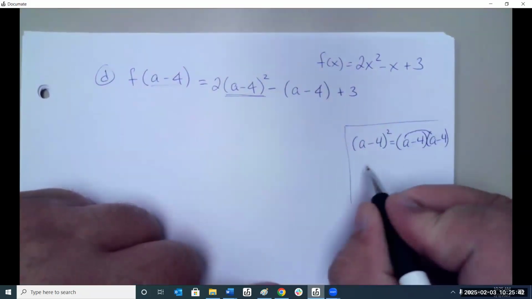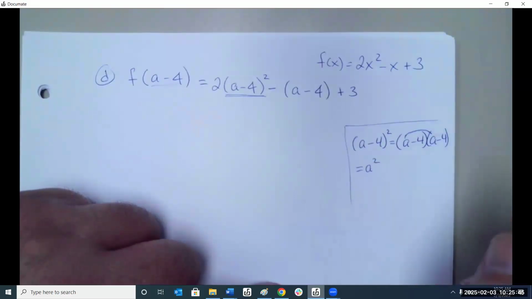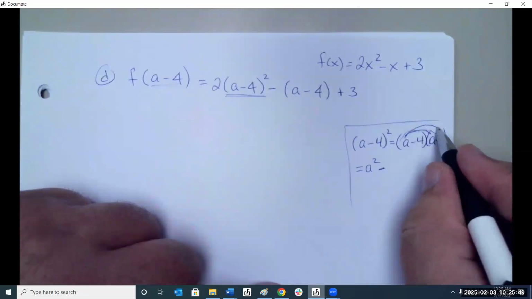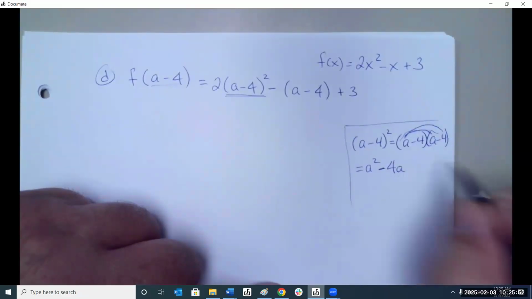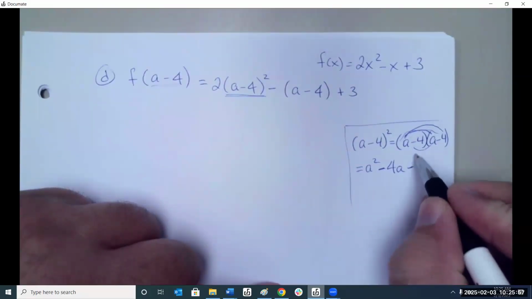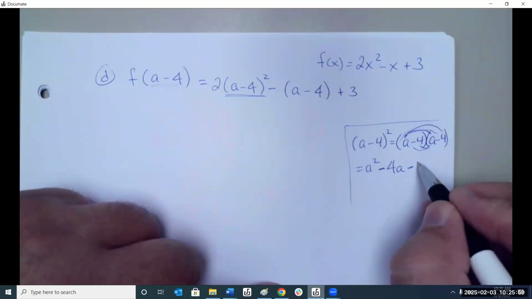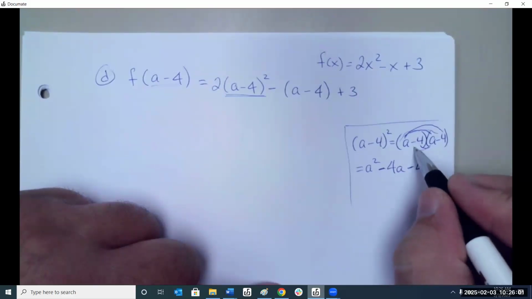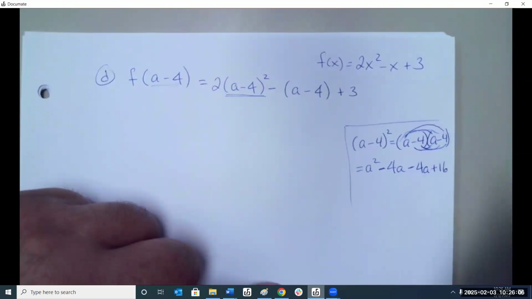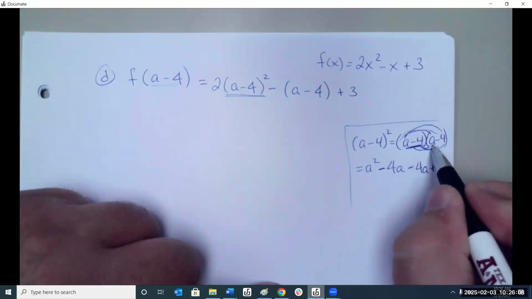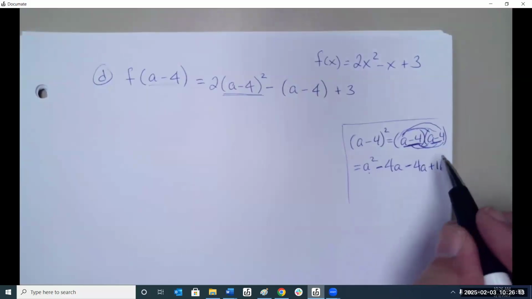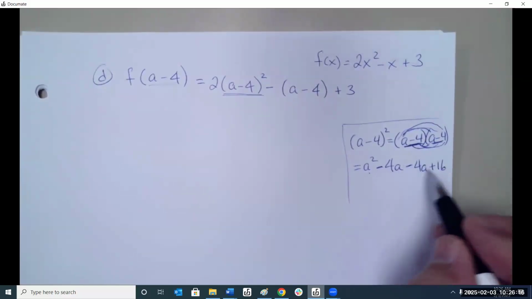So a times a is a squared. Positive times negative is negative. A times 4 is 4a. That's it for that one. Negative times positive is negative. 4 times a is 4a. Negative times negative is positive. 4 times 4 is 16. So everything in the first parenthesis has to multiply to everything inside the second. That's why we have 2 there. 2 times 2 is 4 terms.